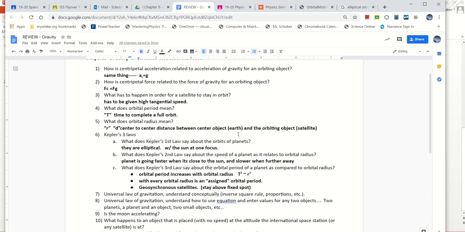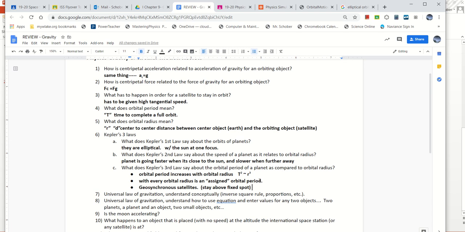And GPS satellites are geosynchronous satellites, otherwise they wouldn't work. Okay, GPS satellites have to stay above fixed spots on Earth, and that's how they triangulate with each other and figure out where everything is and locate your phone or a GPS device of some sort, one way or the other.